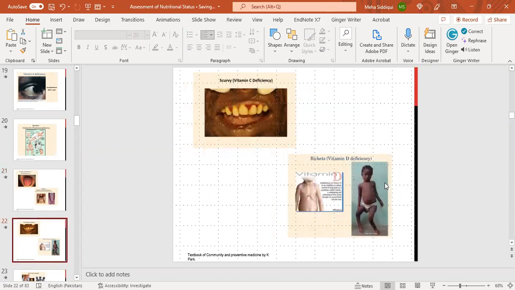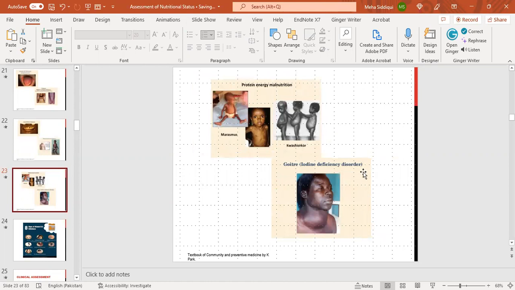And in vitamin C deficiency or scurvy, this is the typical picture showing swollen gums. And in vitamin D deficiency or rickets, we have the typical picture of bowed legs, prominent forehead, and prominent ribs.